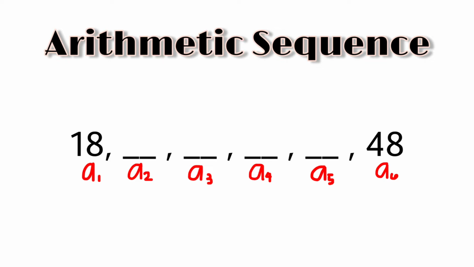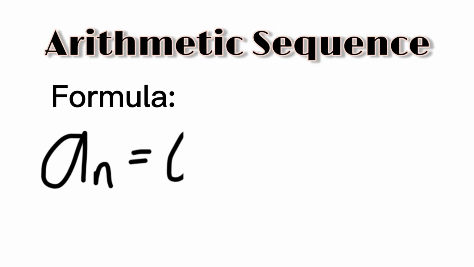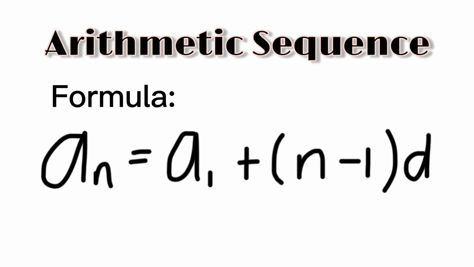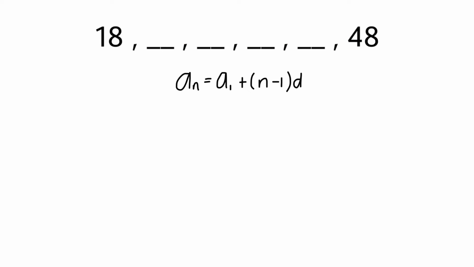Now, for us to find the 4 missing numbers between 18 and 48, we will use this formula: a sub n equals a sub 1 plus n minus 1 times d. So how are we going to use this formula to find the missing numbers? Here, your a sub n will serve as your last term, which is your a sub 6. So a sub n is equal to 48. Your a sub 1 is your first term, which is equal to 18.